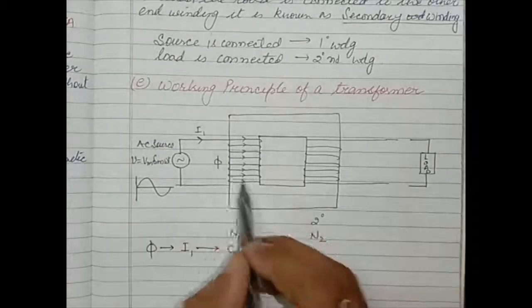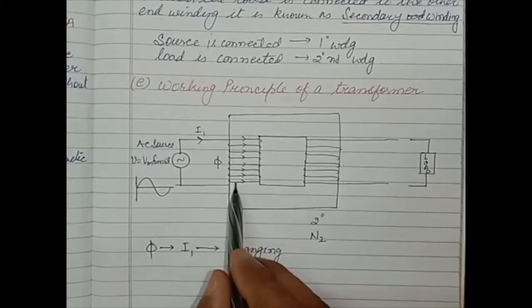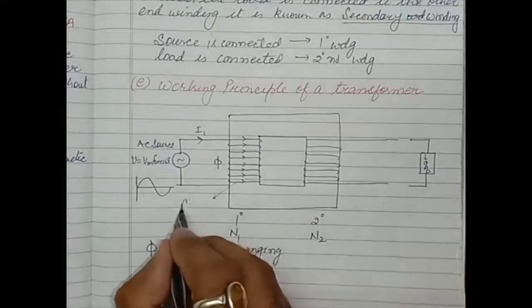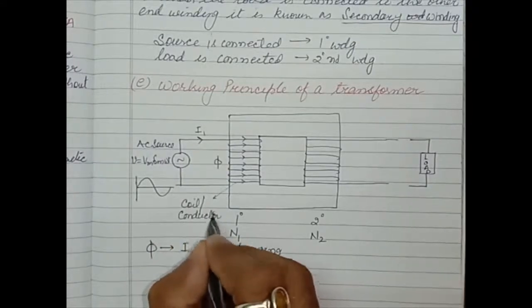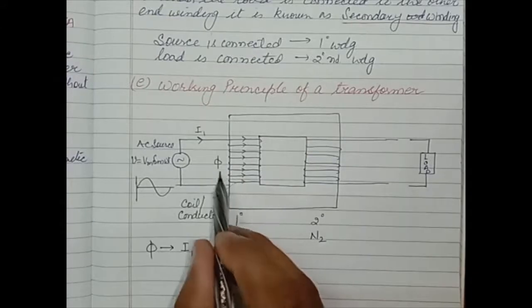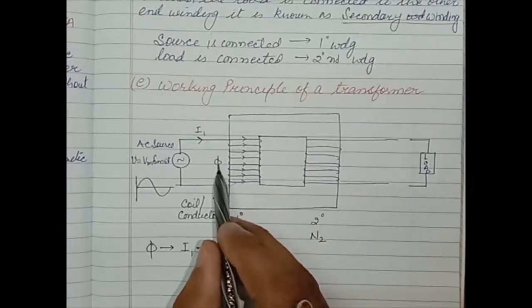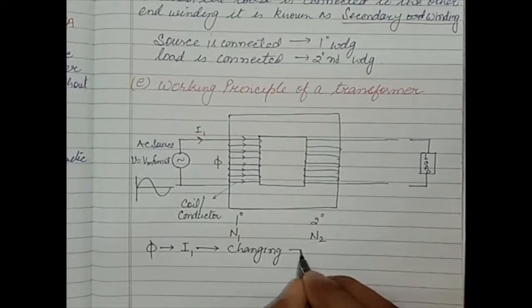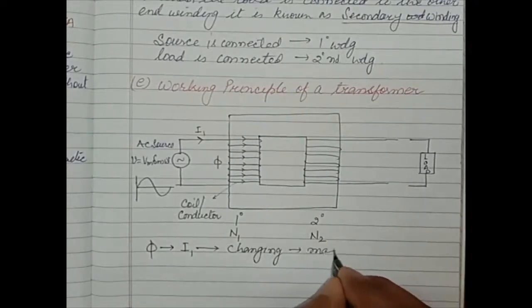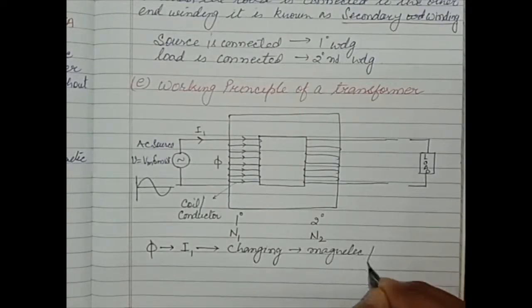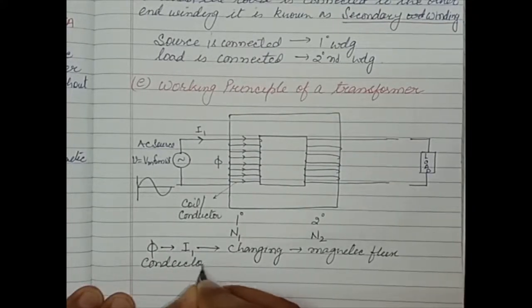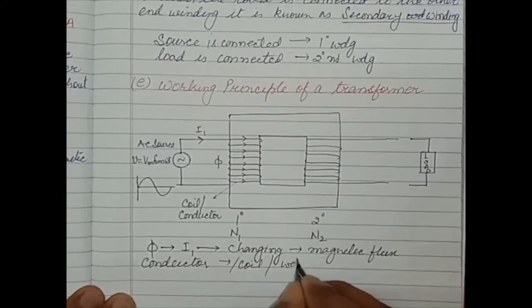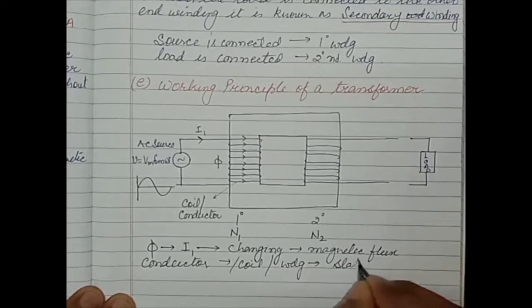So in this circuit, these are coils or conductors. It means the conductor is stationary, whereas the magnetic field or flux is changing. This is the magnetic flux, and it is changing, and the conductor, the coil or the winding, is stationary. So what will happen?